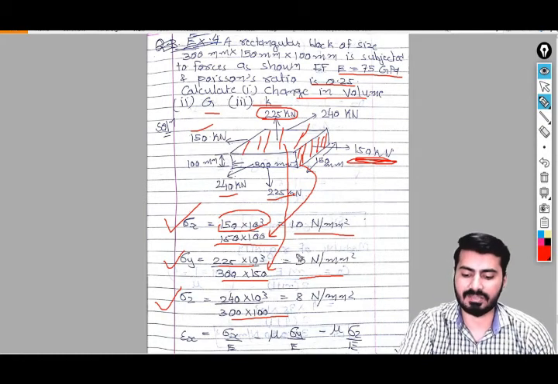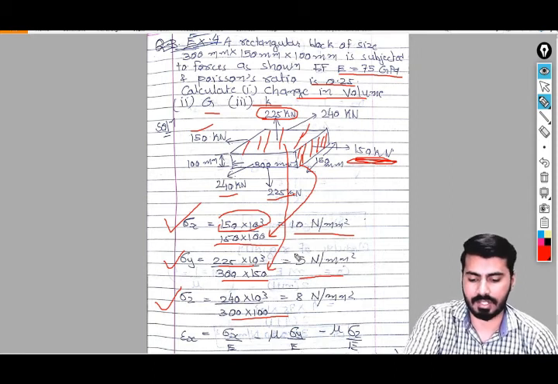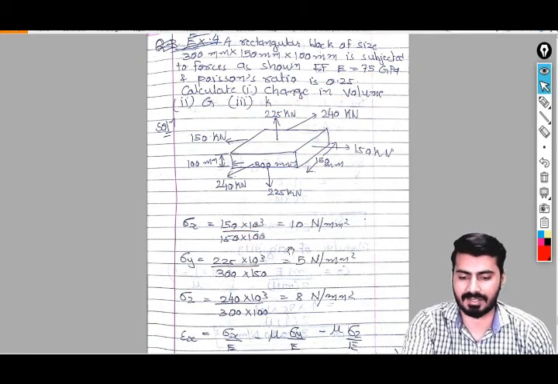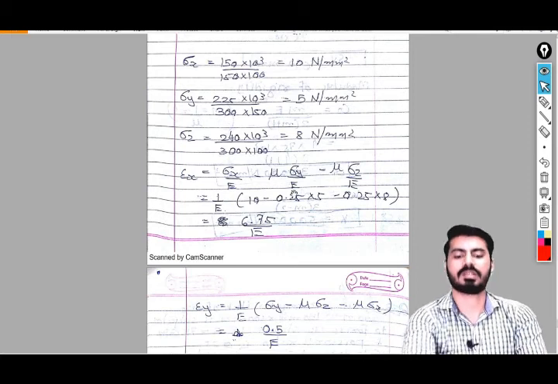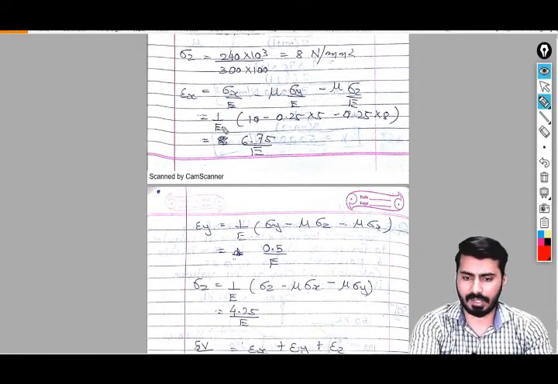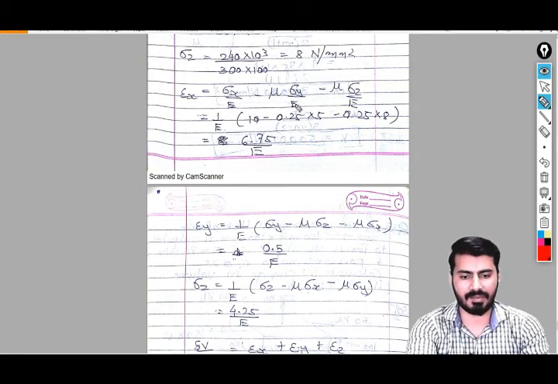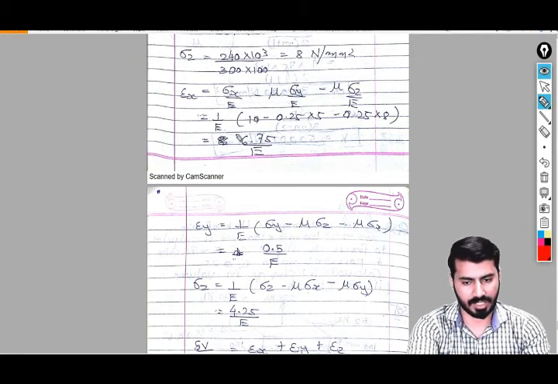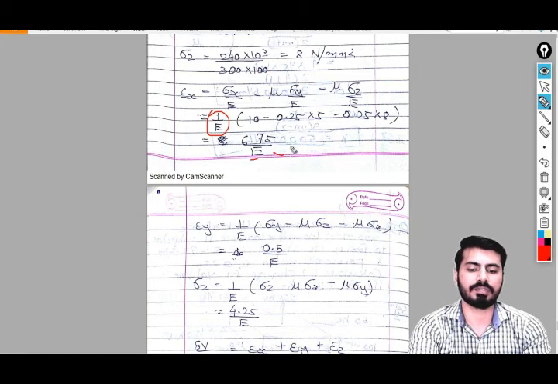Now put all these values into the equation that we have already discussed in the previous session. That was the equation like this, where sigma x upon E minus sigma y upon E and sigma z upon E. If you take 1 upon E as common, then you will simplify this and you will get the answer in terms of E.